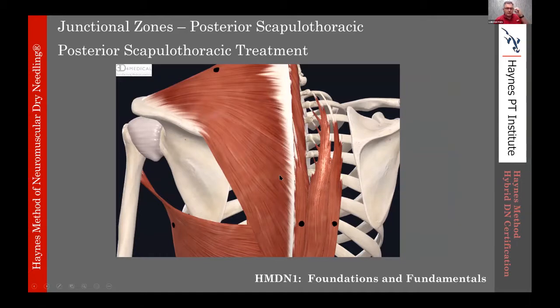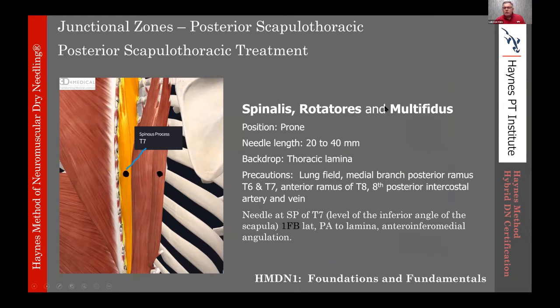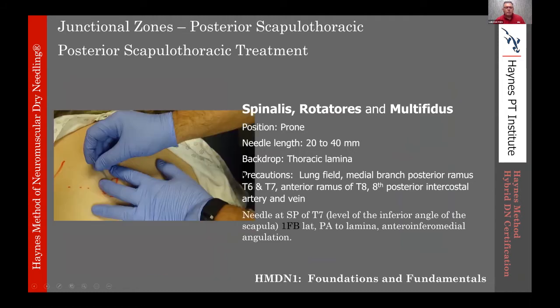Not repeat that again. So let's look at the posterior scapulothoracic treatment. That's a lot of words. So we've got the spinalis, rotatories, and multifidus that we'll treat in one needle location. Let's go ahead and bring in our video here.